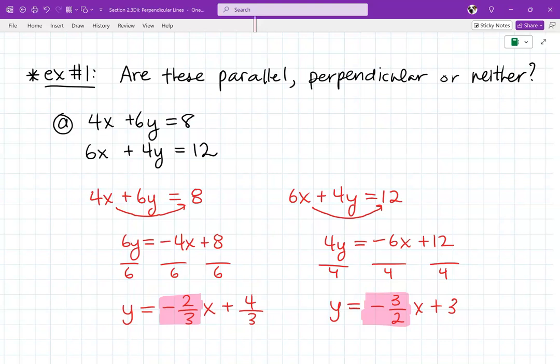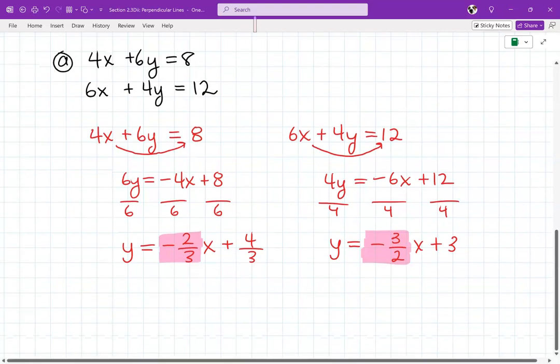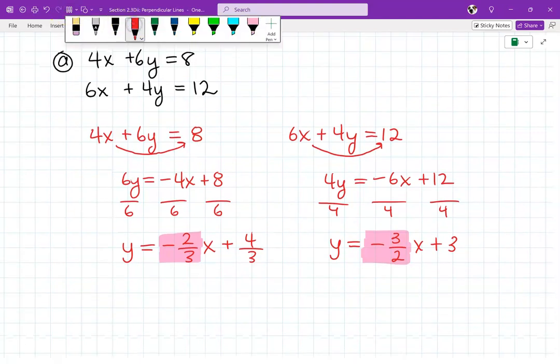Are they identical slopes? No. So that means they're neither. Because if they were identical, they'd be parallel, but they're not. If they were opposite reciprocals of each other, then they would be perpendicular, but they're not. So for this one, you're going to write neither. Okay?